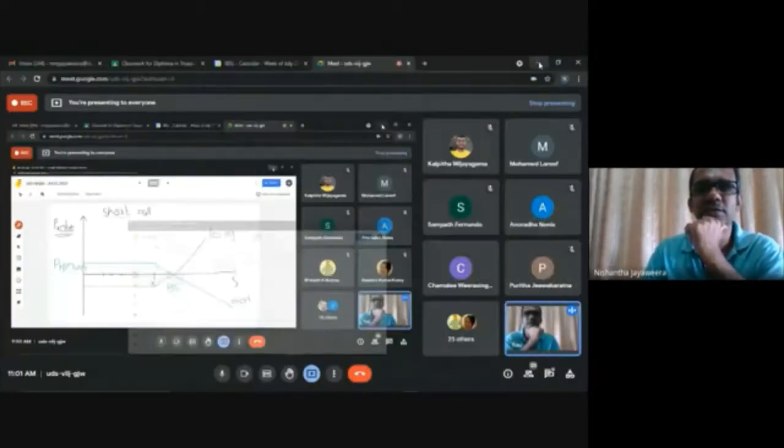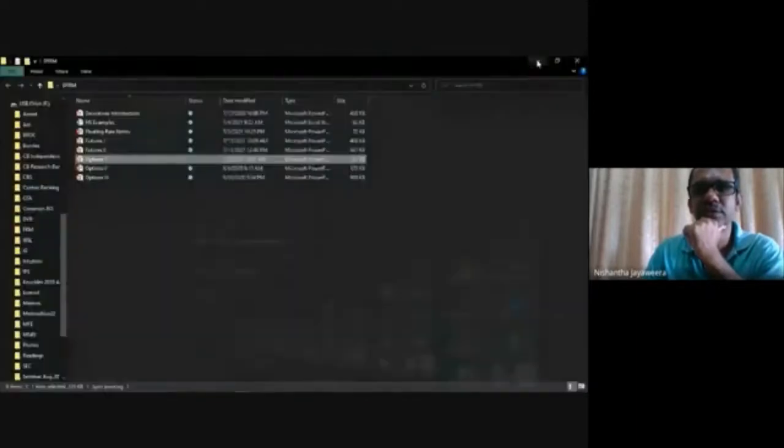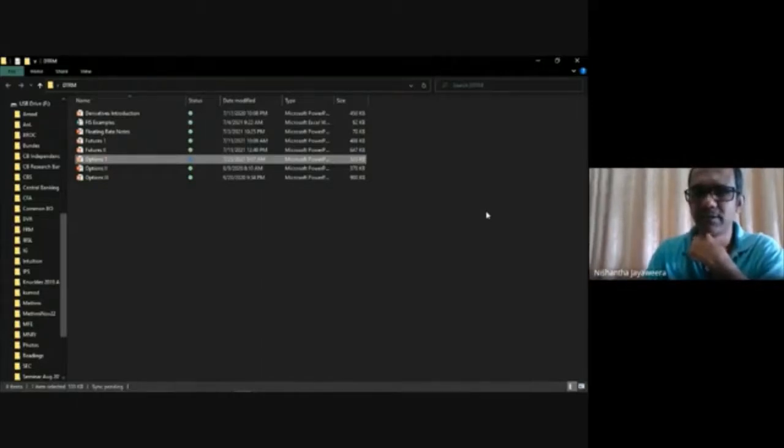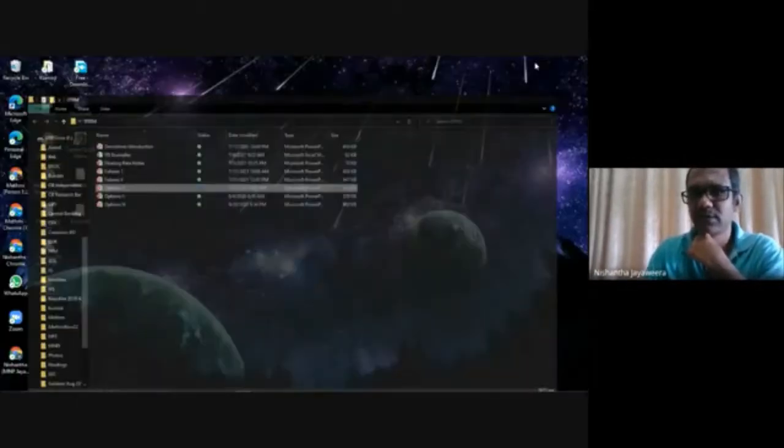Other handout options too. It's basically about pricing of options. We are not going to do pricing, but what are the factors that have an impact on option prices? That's what we are going to discuss.